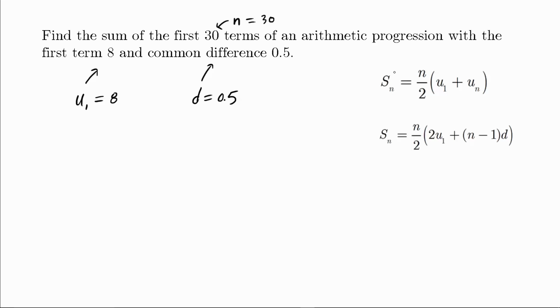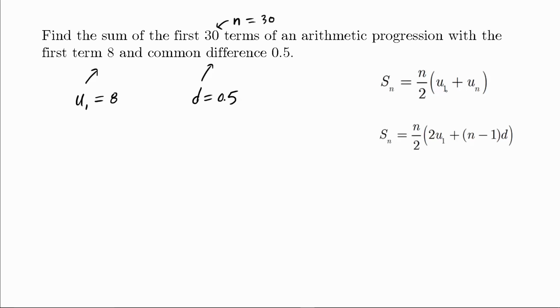So we're going to either use this formula here or this formula here. Now what information are we given? We're given u1, the first term, or t1, is equal to 8, the first guy. The common difference d is equal to 0.5. N, there's 30 terms, so n equals 30. Which formula looks more appropriate for the information that we're given? We have u1, d, and n. This formula down here has a d, so we're probably going to use this one here.